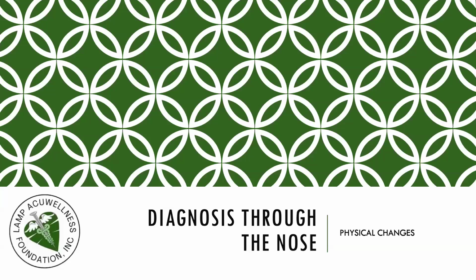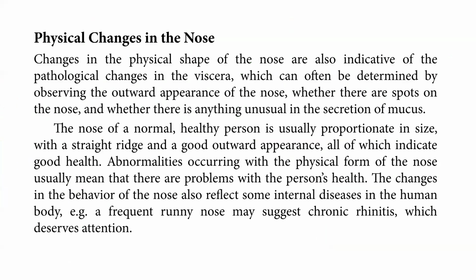Let's talk more about diagnosis through the nose, its physical changes. Changes in the physical shape of the nose are also indicative of the pathological changes in the viscera, which often can be determined by observing the outward appearance of the nose, whether there are spots on the nose and whether there is anything unusual in the secretion of mucus.